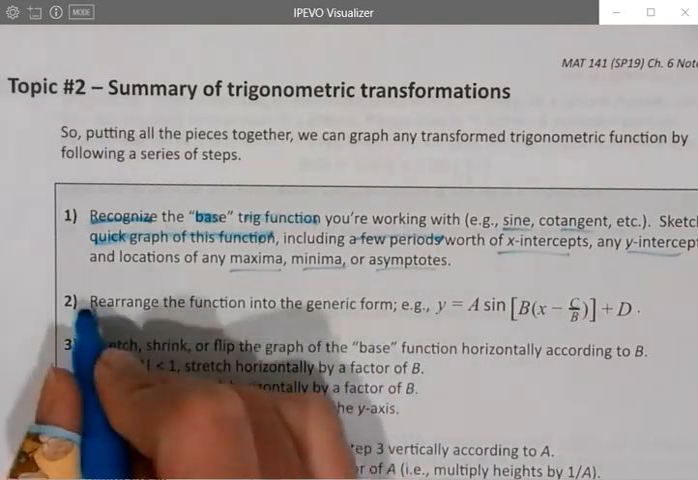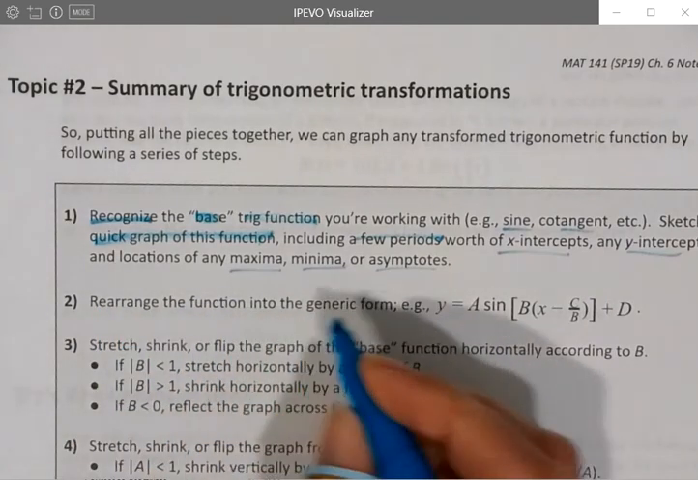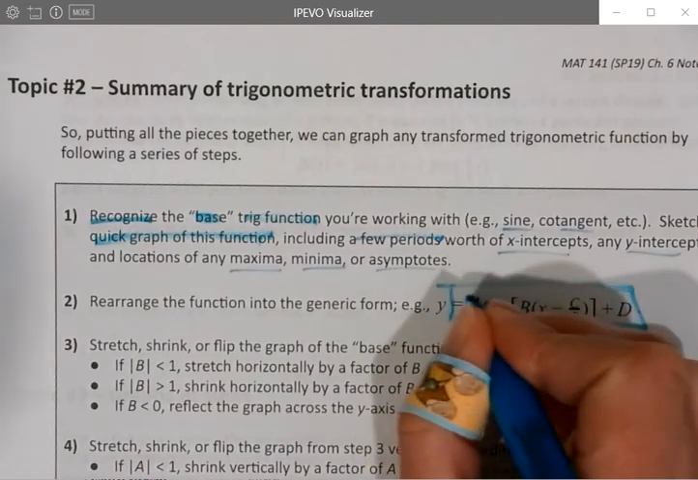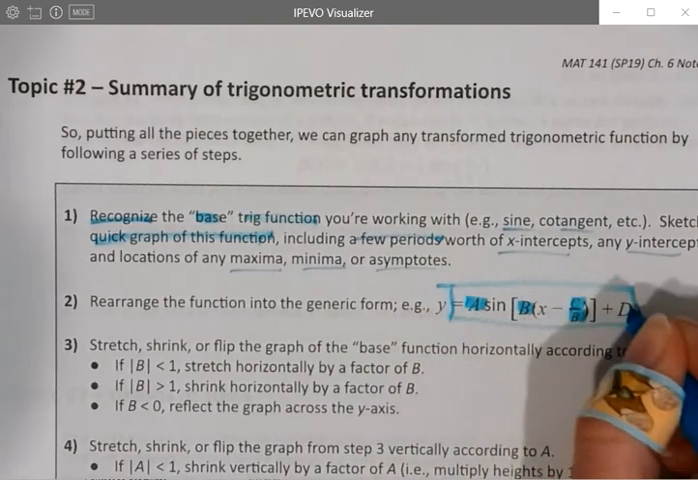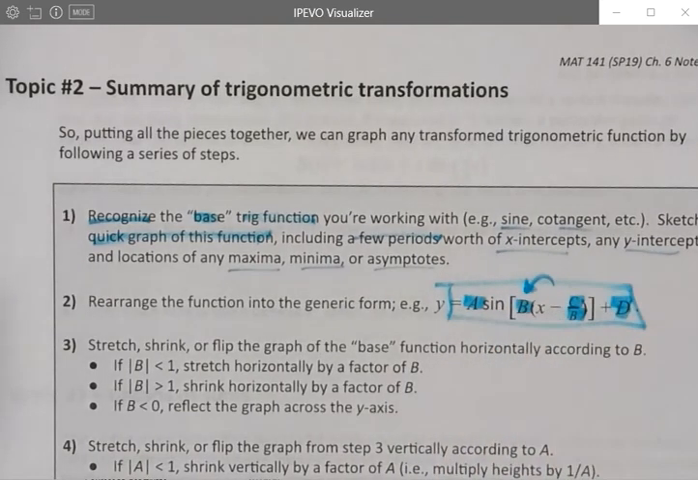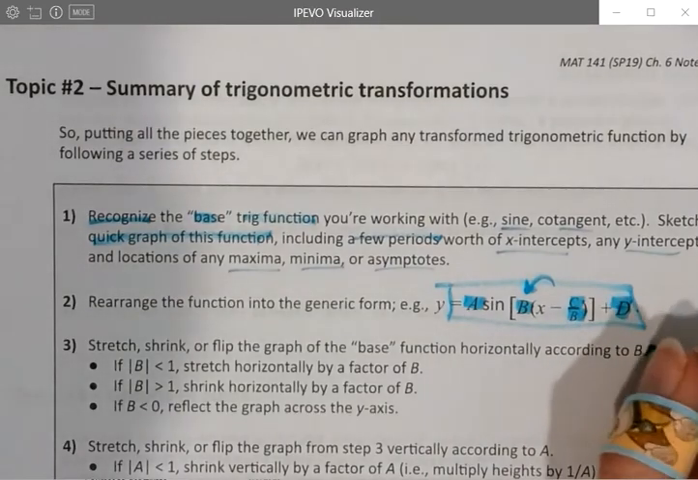Then rearrange your new function into its generic form so that you can find A, B, and C over B, so you get that B factored out. Make sure you factor that out. And then your D. Then, like we've done in the last couple, stretch, shrink, or flip the graph of the base function horizontally according to B.